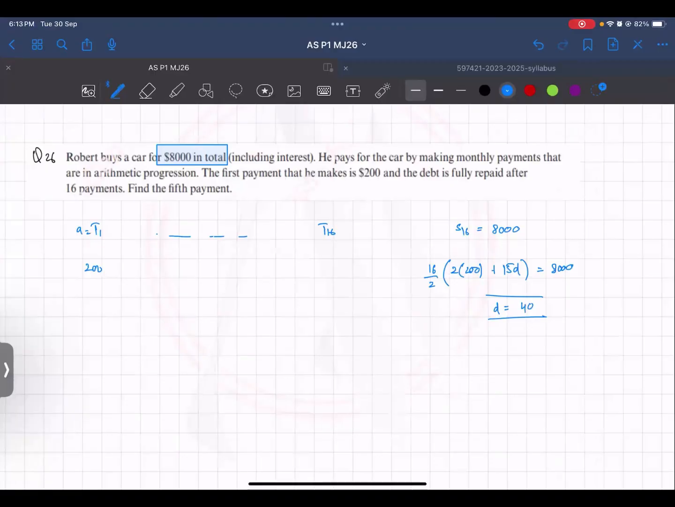The next, in the second month, he is paying 240. In the third month, he is paying 280. Fourth month, 320. They're asking you for the fifth term, fifth payment. So you can write it down as well, like this: 240, then 280, then 320. So you can see this is the fifth payment. So the fifth payment is equal to $360. That's it.